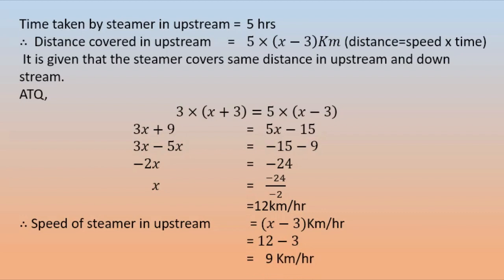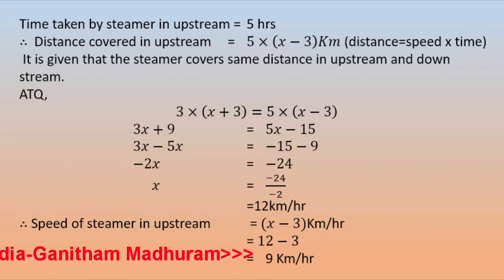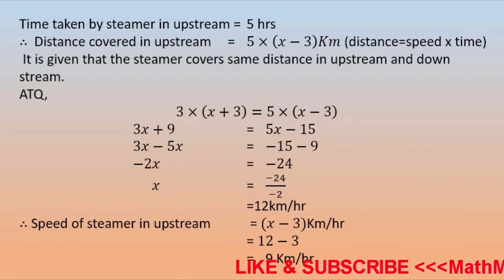If it is asking the speed of steamer in downstream, so we can solve. We have taken that one as x plus 3 km per hour. So we'll get 15 km per hour.